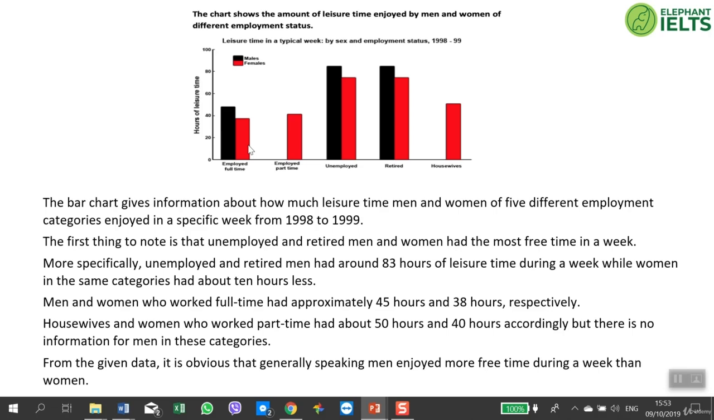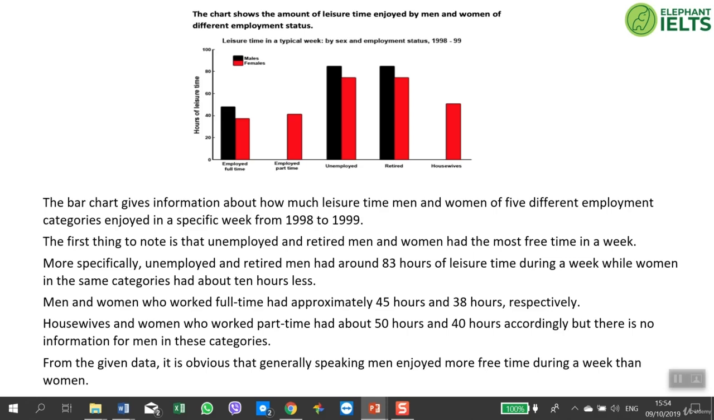Men and women who worked full-time had approximately 45 hours and 38 hours respectively. So again, in one sentence, I've talked about these 2 groups here, men and women who worked full hours, and I connected them with the word respectively. So I show that I can summarize. Housewives and women who worked part-time had about 50 hours and 40 hours accordingly. So that's these 2 groups here. We put them together, but there's no information for men in these categories.